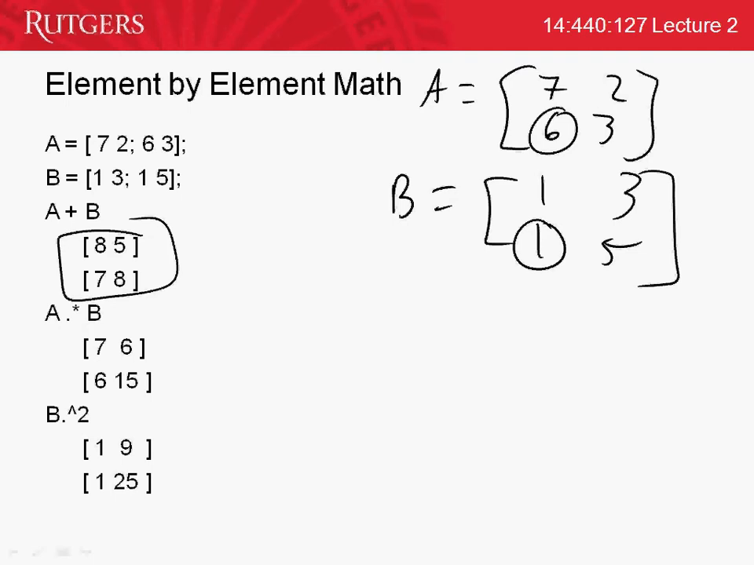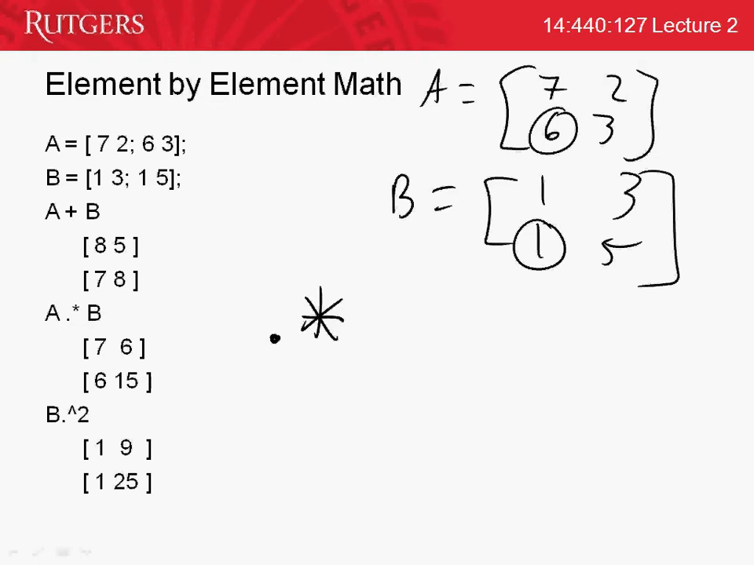So subtraction works the same way, element by element. And that's the only way addition and subtraction are defined on matrices. However, with multiplication, there's a couple ways you can define multiplication with matrices and vectors. We'll give some more advanced examples next week, but for now I'll just show you the most simple, which is element by element multiplication. And the key here is you use period or dot times.